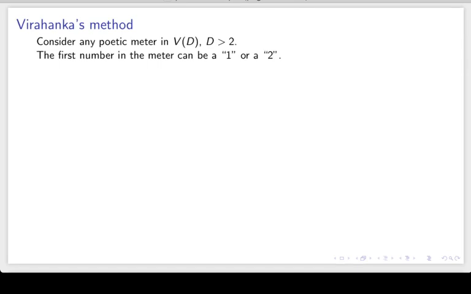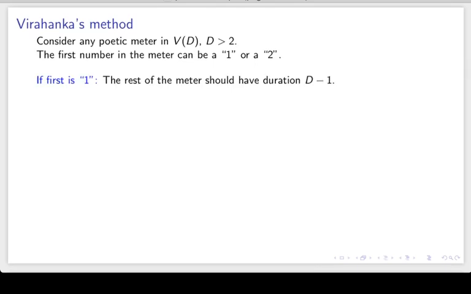Now, the first number in the meter can be a 1 or 2. Of course, there are only 2 syllables, 2 durations possible, 1 and 2. So the first number in the meter has to be 1 or 2. If the first number is a 1, then the rest of the meter should add up to duration d minus 1, or the rest of the meter should have duration d minus 1, because the entire thing is supposed to have duration d.